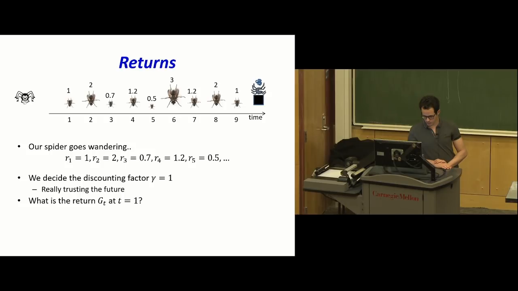So again, the return is everything you get from here to infinity. The reward is what you get at this step. Wait, isn't the return everything from the step in front of you? Yeah, it's a question of how you define the origin, right? So what's your answer?